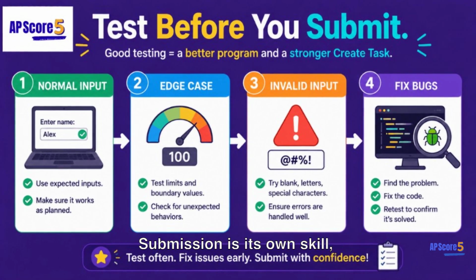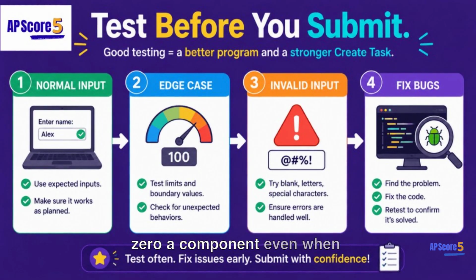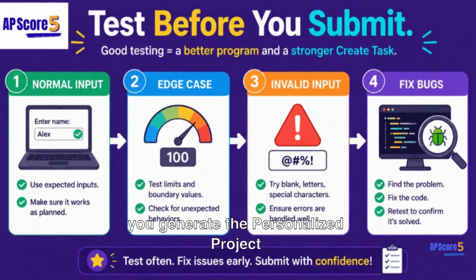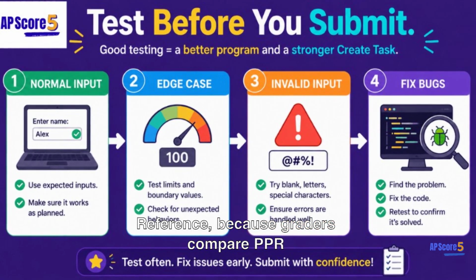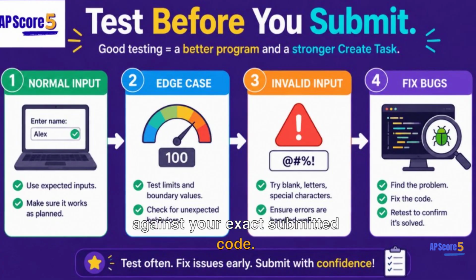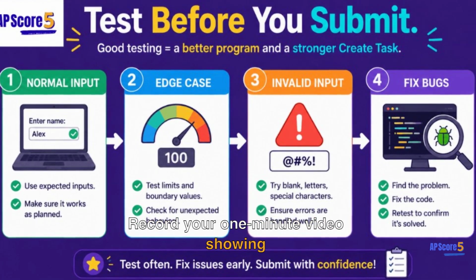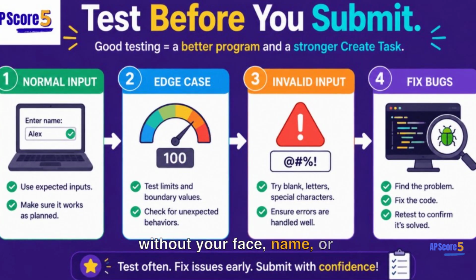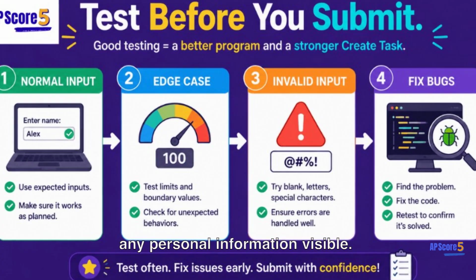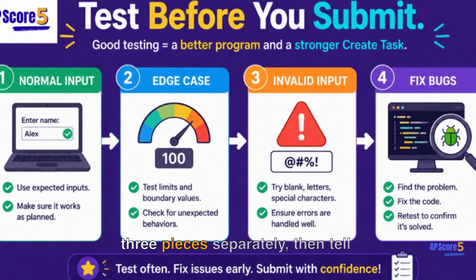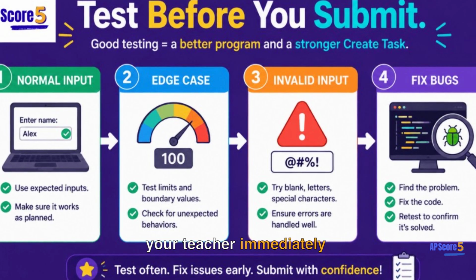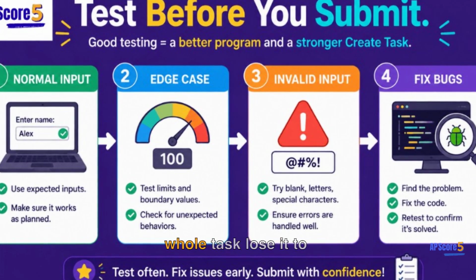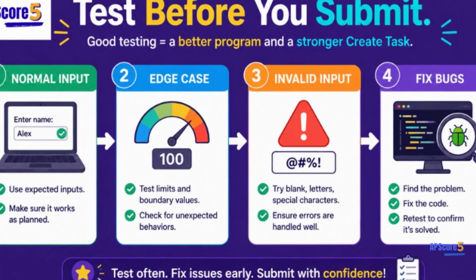Submission is its own skill, and missing a step can zero a component even when your code is solid. Freeze your code snapshot before you generate the personalized project reference, because graders compare PPR citations against your exact submitted code. Record your 1-minute video showing live input, live processing, and live output without your face, name, or any personal information visible. Hit Final Submit on all 3 pieces separately, then tell your teacher immediately so they can confirm before the College Board deadline. Most students who lose the whole task lose it to a missed confirmation, not bad code.